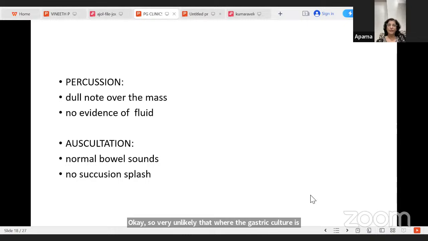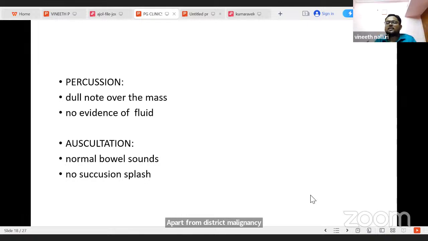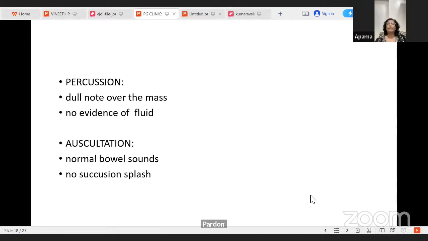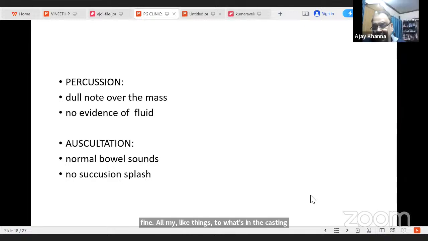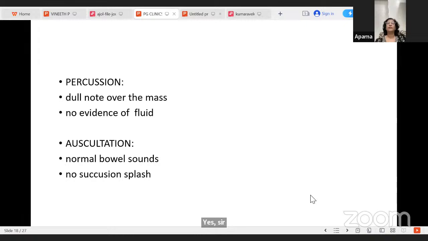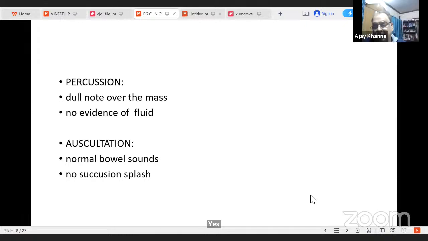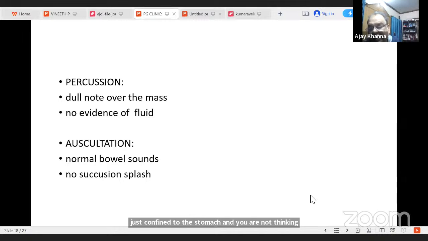So any other differential you would like to give apart from gastric malignancy? Mass and loss of appetite. Yes, ma'am. All my findings point towards a gastric malignancy only, ma'am. Your patient is jaundiced also, isn't it? Yes, sir. And the lump is in the right hypochondrium also. Did you think of anything for a lump and the patient being jaundiced also? Because you are just confined to the stomach. You are not thinking of anything in the periphery there.